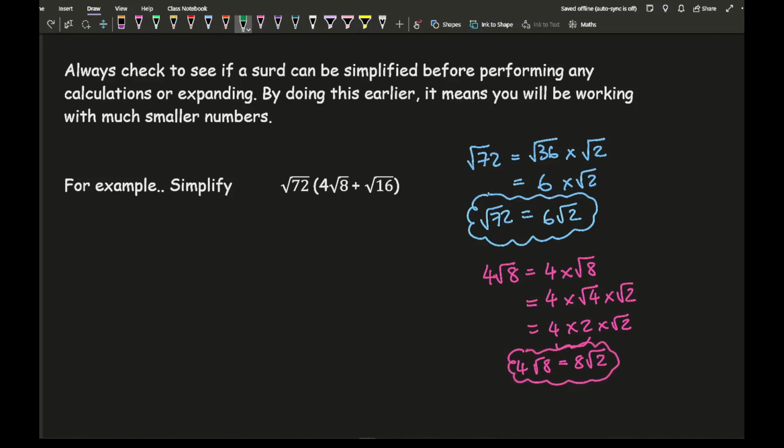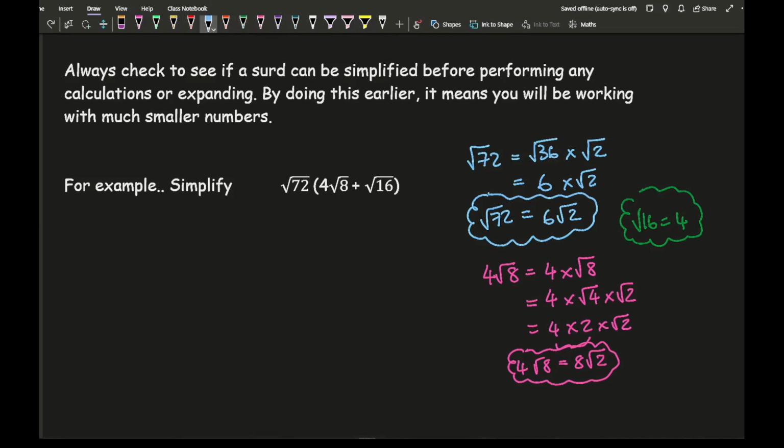And for root 16, well, that's just 4. And there you go. Now you don't have to write all of this down in the question. If you can do it in your head, brilliant. You can go straight to the final answer. But I always say, just to make sure, because it can be quite a fiddly thing to do inside your head and make sure it's getting correct, is just write it down.